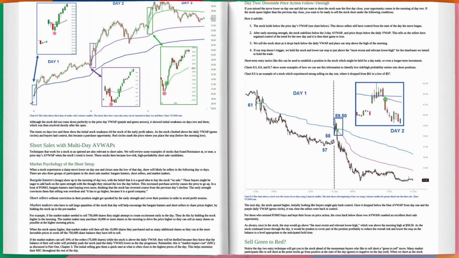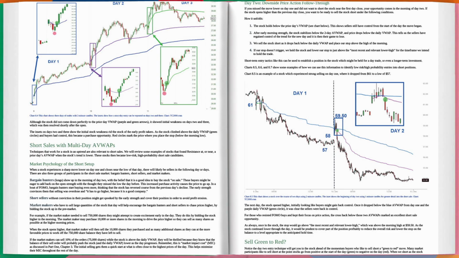For those who resisted FOMO buys and kept their focus on price action, the cross back below those 2 AVWAPs marked an excellent short sale opportunity. As always, once in the stock, the stop would go above the most recent and relevant lower high, which was above the morning high at $59.50.